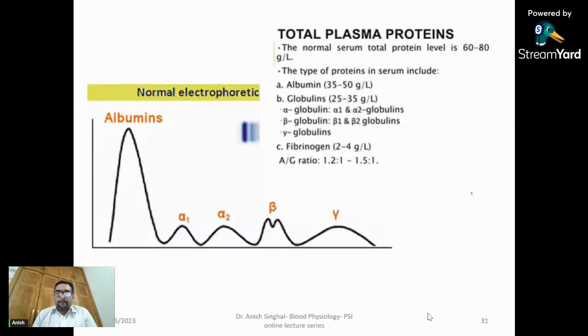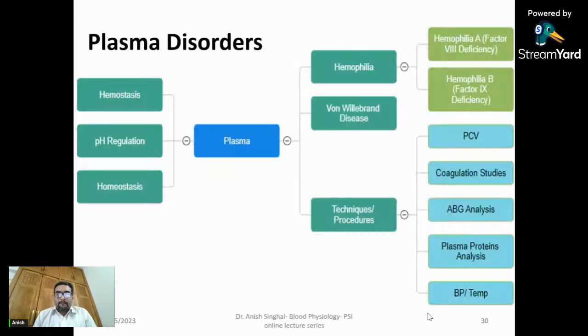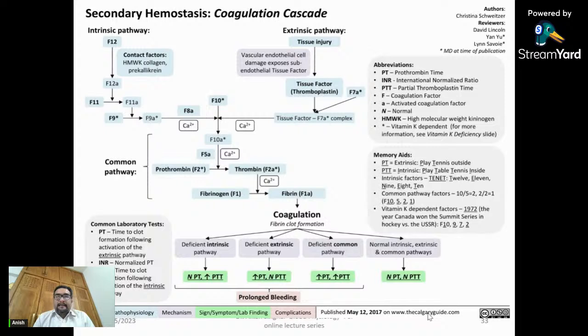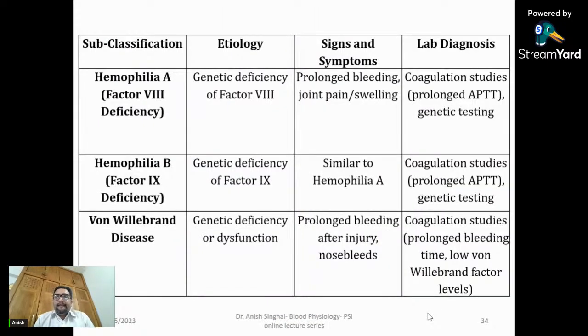Coming back to this slide. The next thing is hemophilia. As I have already told, it is a clotting disorder. Hemophilia A is because of factor 8 deficiency, whereas hemophilia B occurs because of deficiency of factor 9. As per our knowledge, factor 8 and factor 9 are both in the intrinsic pathway. So in hemophilia patients, you will see an increase in PTT, whereas the prothrombin time, or PT, will be normal.